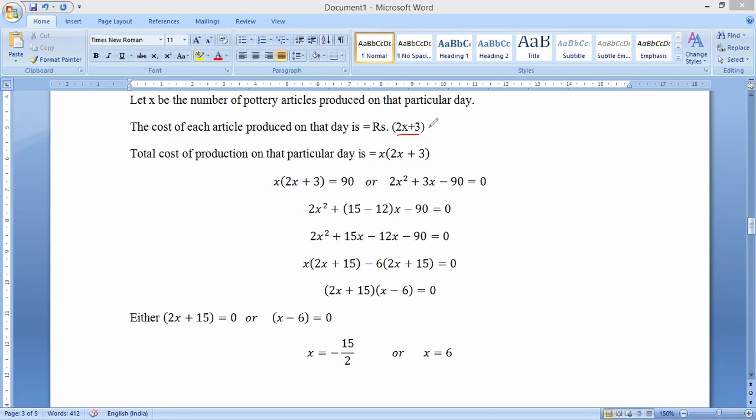Now, what is the total cost? So the total cost of production is equal to the number of pottery articles, this is x, times the cost of each article, which is 2x plus 3. So the product of these two, x into 2x plus 3, equals 90. This is given, the total cost of production is 90. So this is 2x square plus 3x minus 90 is equal to 0. Of 90 into 2, this is 180.